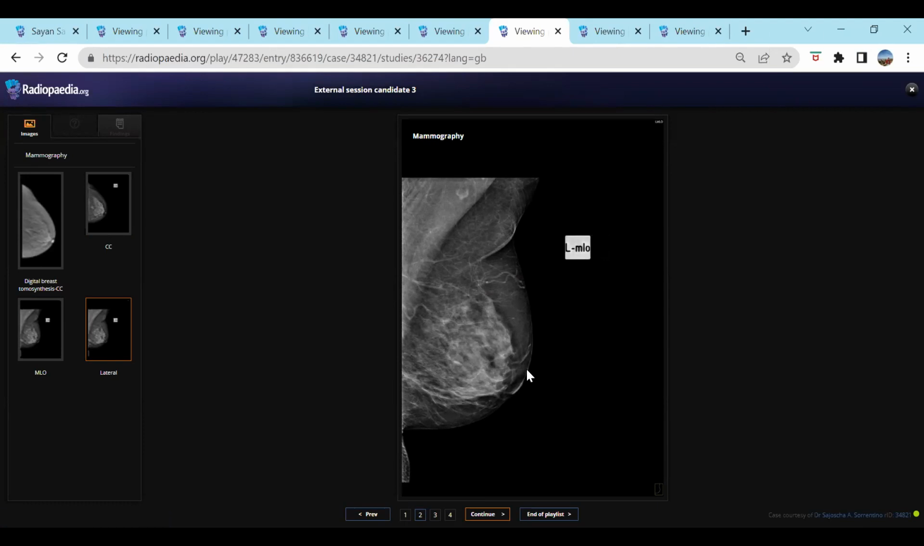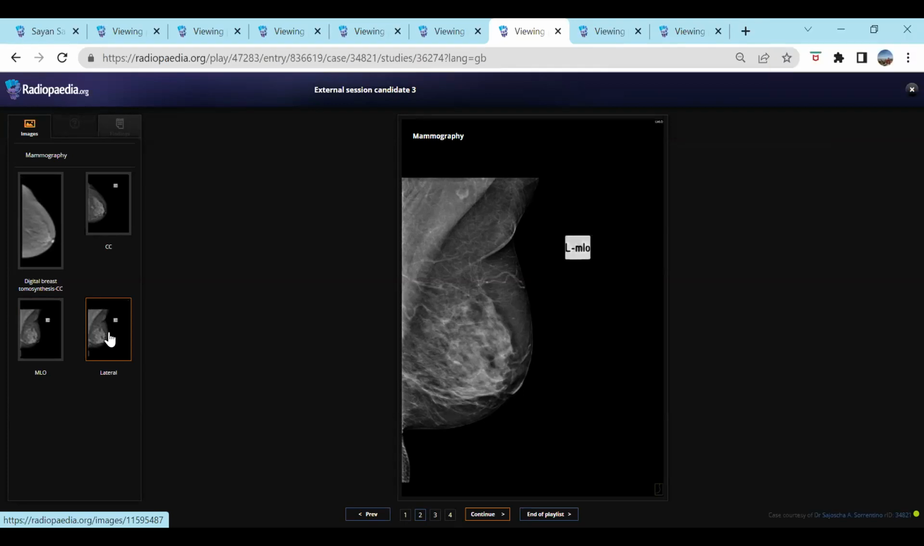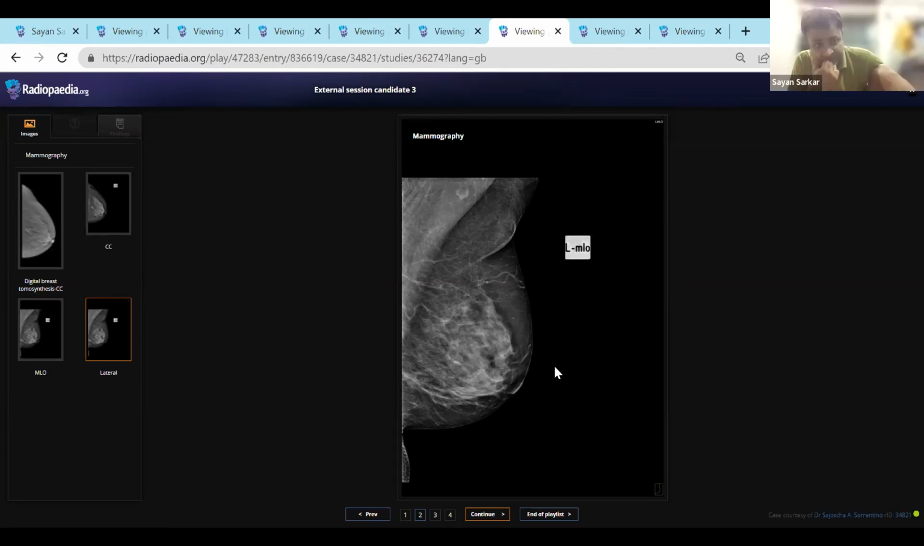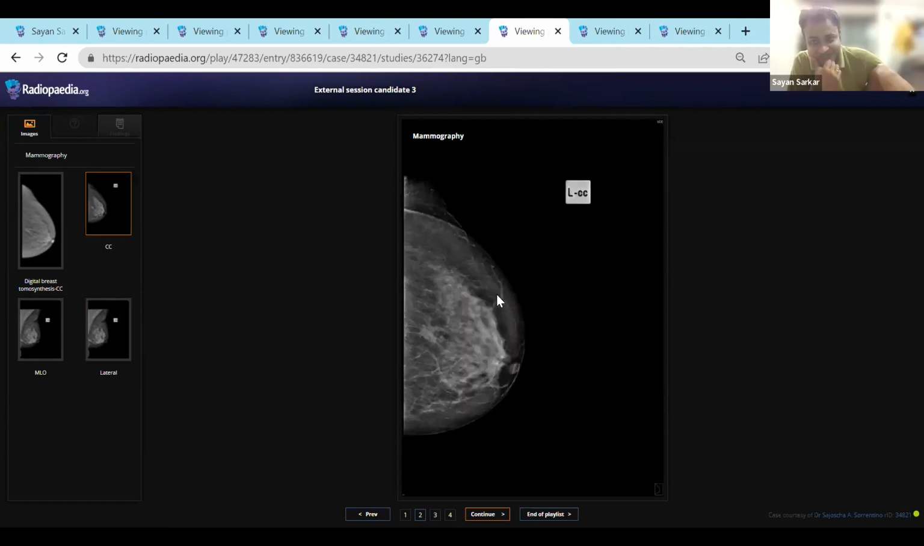I'm looking for any mass, any asymmetry in comparison to the other breast. Can you see the other breast? No. I think these are all left. Yeah, these are all left. So you cannot see the other breast.